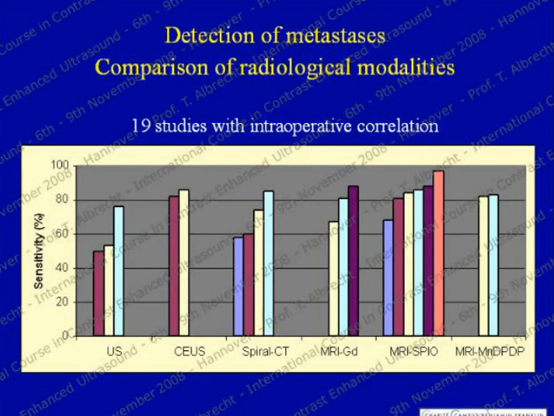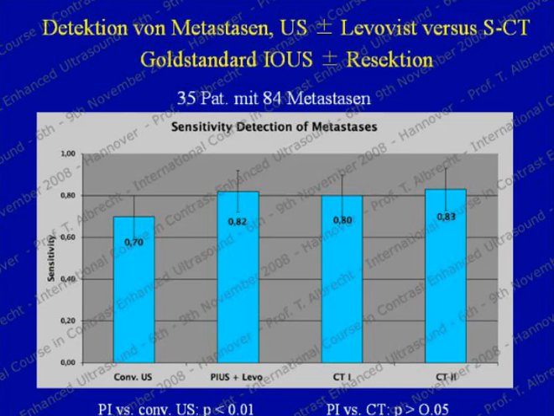Looking at this a little bit more in detail, we have performed 1 study on 35 patients here who had a total of 84 metastases, and they all underwent intraoperative ultrasound with or without resection. And again, the sensitivity 70% for conventional ultrasound, 82% for contrast-enhanced ultrasound, and 80 and 83% respectively for CT readers 1 and 2. So almost identical results here for CT and ultrasound.